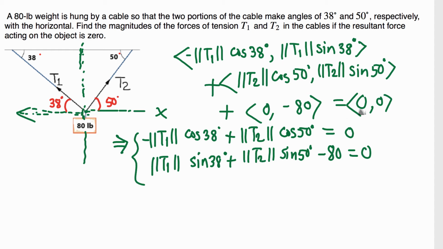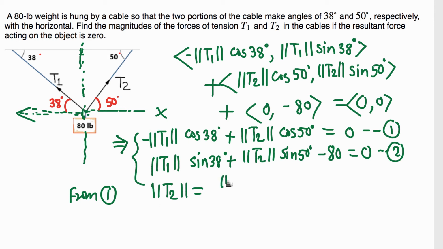Let's say this is equation 1 and equation 2. From 1, let's isolate T2. I'm going to use substitution, so move this over: T2 cosine 50 is T1 cosine 38. So T2 is just T1 cosine 38 divided by cosine 50. Let's call this equation 3. Now substitute equation 3 into 2.